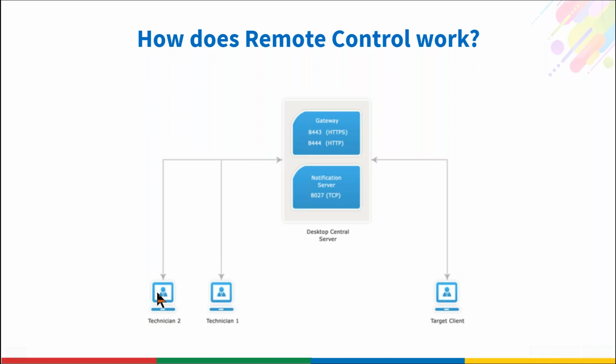Similarly, when technician 2 connects to the same computer, this time the gateway component will automatically detect that there is an existing session already running. So it will only show the option as view desktop. When he clicks on view desktop, the same images which are being transferred to technician 1 will also be transferred to technician 2. So this is how remote control works in the background. Right, I trust this was informative. In case you have any queries regarding this real-time scenario, feel free to ask questions in chat.